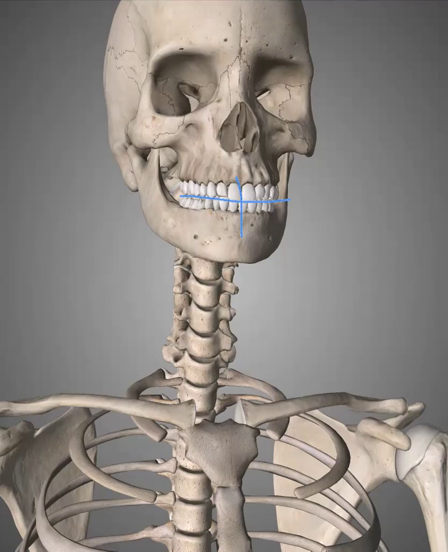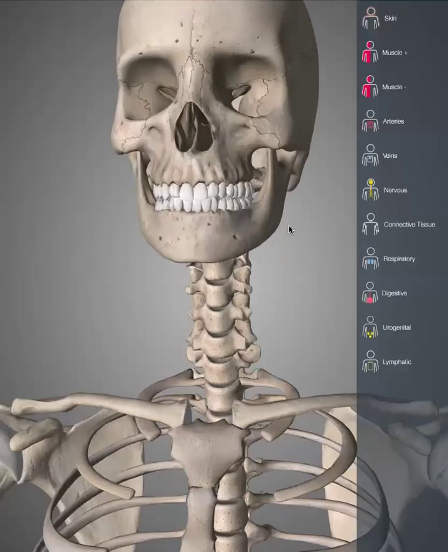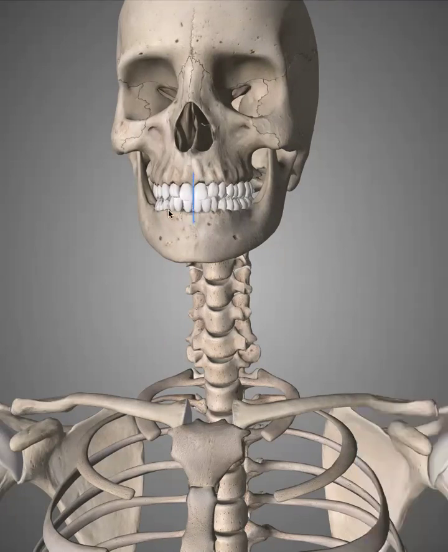Now, going into permanent, they're composed of 32, 16 in each arch. If there are 16 in each arch and you split them, you will have 8 teeth in each quadrant, composed of two incisors, one canine, two premolars, and three molars. That's permanent.